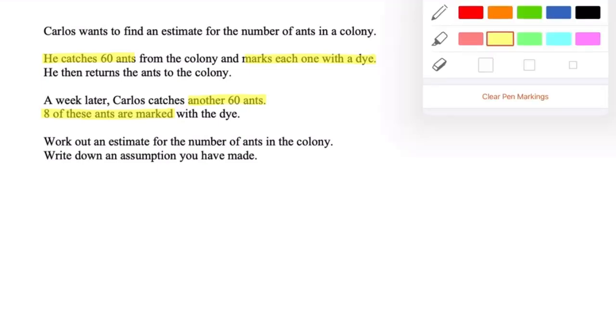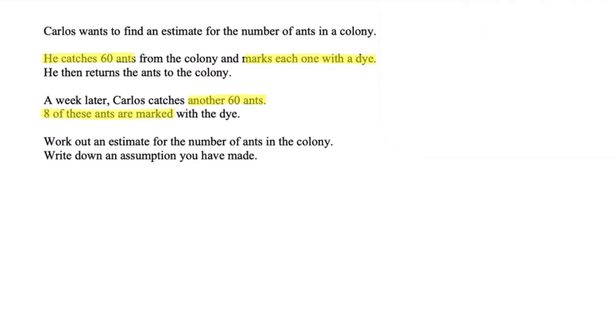Okay, so again, I'm seeing answers. They look all the same, so that's really good. So first of all, we've highlighted the information. What's our first fraction? So he catches 60 ants. We're estimating the total number of ants in the colony. So we've got 60 out of a total population of x.